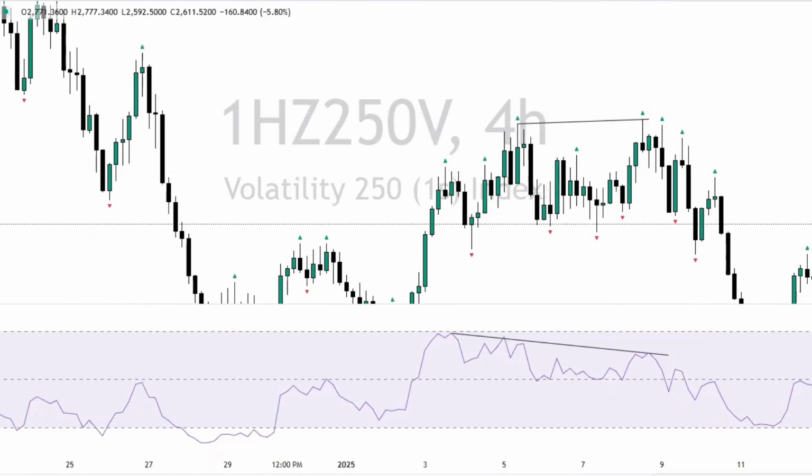So you can use it, you can add it, to add to your confluence. This cannot just work independently. It will be dependent on your analysis in the market, but you can actually use this as one of your confluences in the market just to recognize divergence.